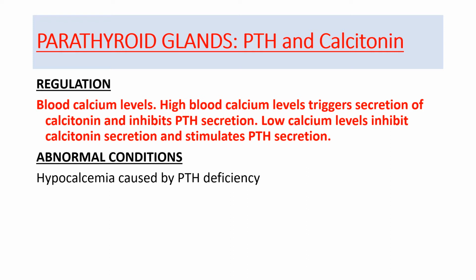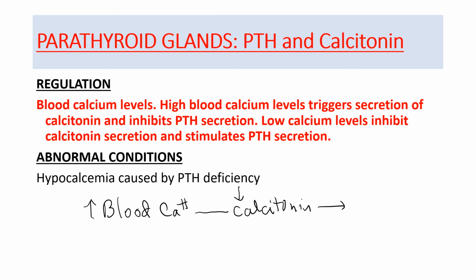Regulation of secretion of PTH and calcitonin depends on levels of blood calcium. If blood calcium levels are high, the thyroid gland will secrete calcitonin, which in turn will correct the high blood calcium levels, decreasing blood calcium back to normal levels.